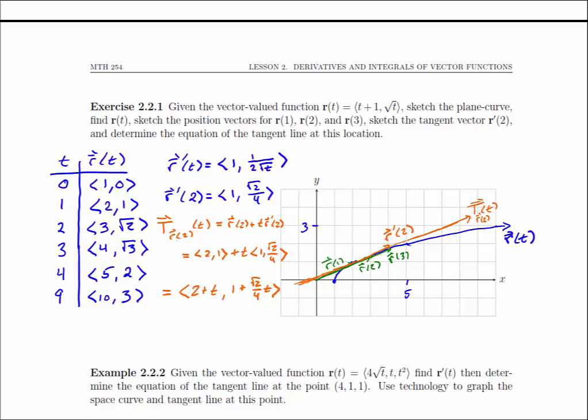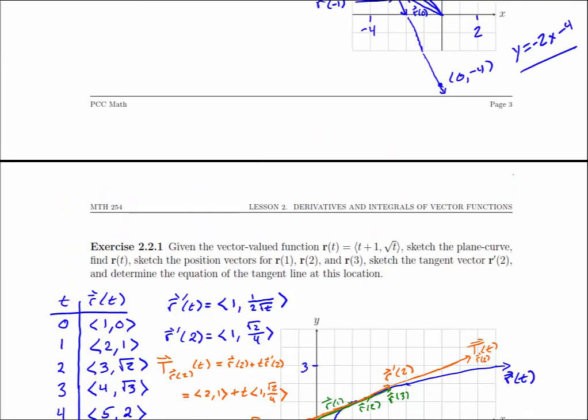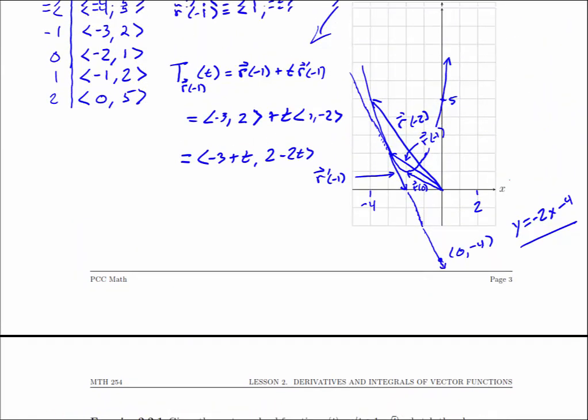I can then get the equation of my tangent line at r of 2 by saying what is r of 2 plus t times r prime of 2. So I plug those in and then just simplify it down into a single vector form, and we're good. And my colleagues will kill me if I don't fix this on the previous problem, but note here I'm labeling my space curve r of t, and I'm labeling my tangent. So I'm going to go back up here and make sure that I've done that on this one as well.